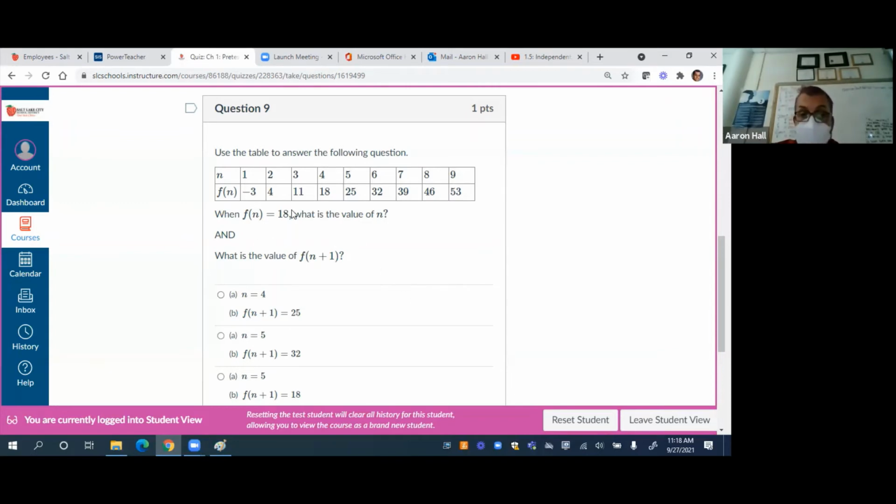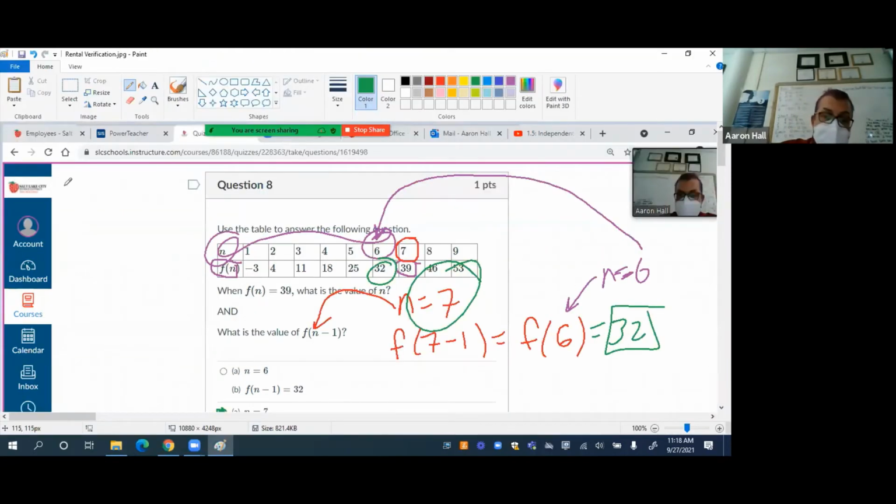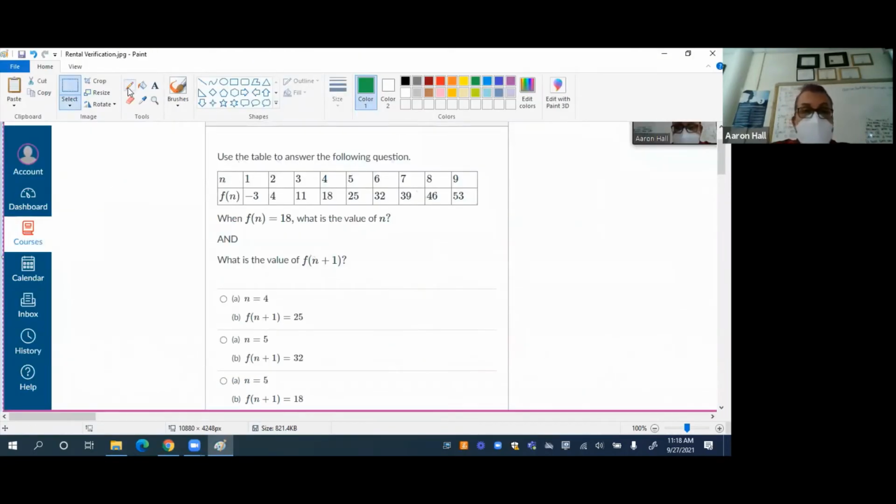I'll copy this. We'll import this into our virtual whiteboard. And then it says here, when f of n equals 18, what is n? What do you think, Carell? If f of n is 18, what is n?